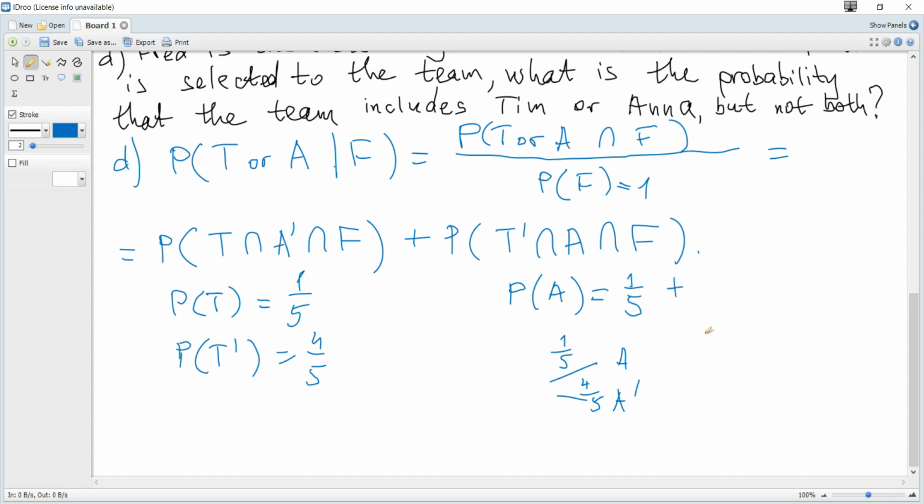Or it's plus Anna may be chosen on the second trial. It means that not Anna on the first trial, 4 over 5, and probability to choose Anna on the second trial, it becomes 4. It's the total number of girls, remaining number of girls, so it's 1 over 4. So it becomes 4 over 5 times 1 over 4. So it's 2 over 5. And hence probability not Anna is 3 over 5.